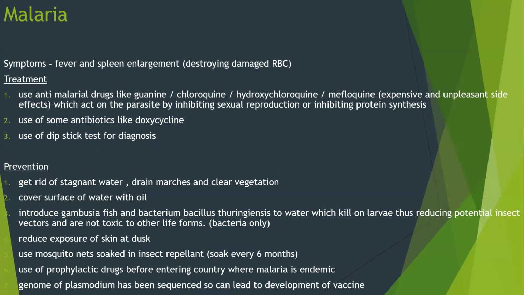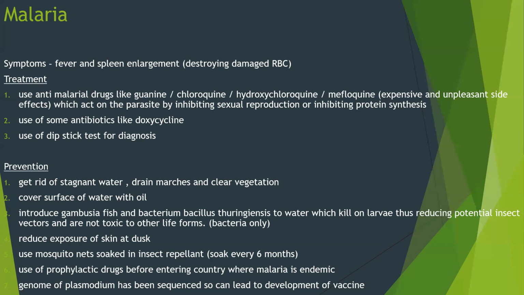Also, the dipstick test is used for fast diagnosis. To prevent malaria, what you need to do is get rid of stagnant water. Stagnant water allows the larvae to grow up and also allows the mosquitoes to lay eggs in it. So you can treat marshes or clear vegetation. You can also cover the surface of water with oil, which will cause the larvae to die. Introducing Gambusia fish and a bacterium known as Bacillus thuringiensis to the water, they feed on the larvae.